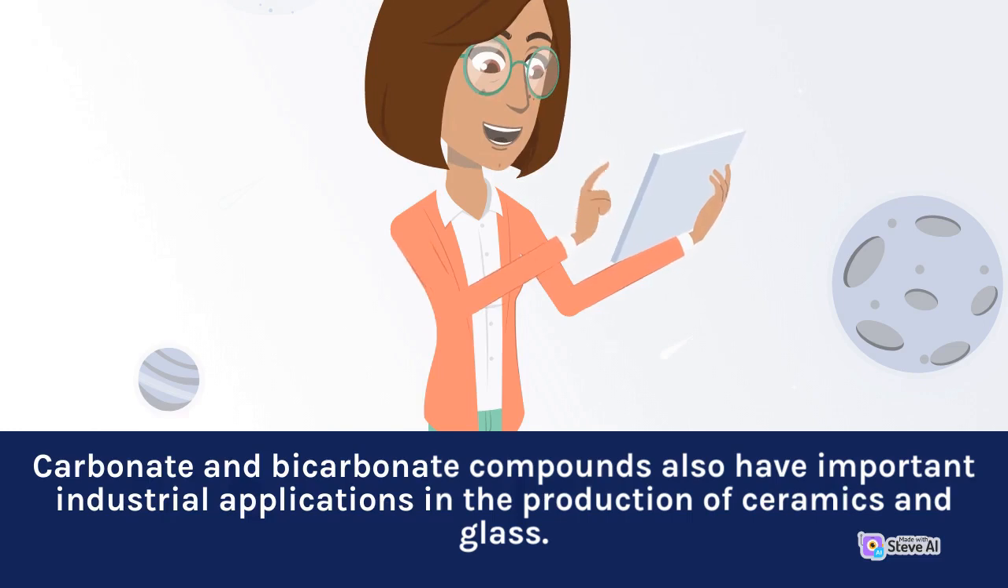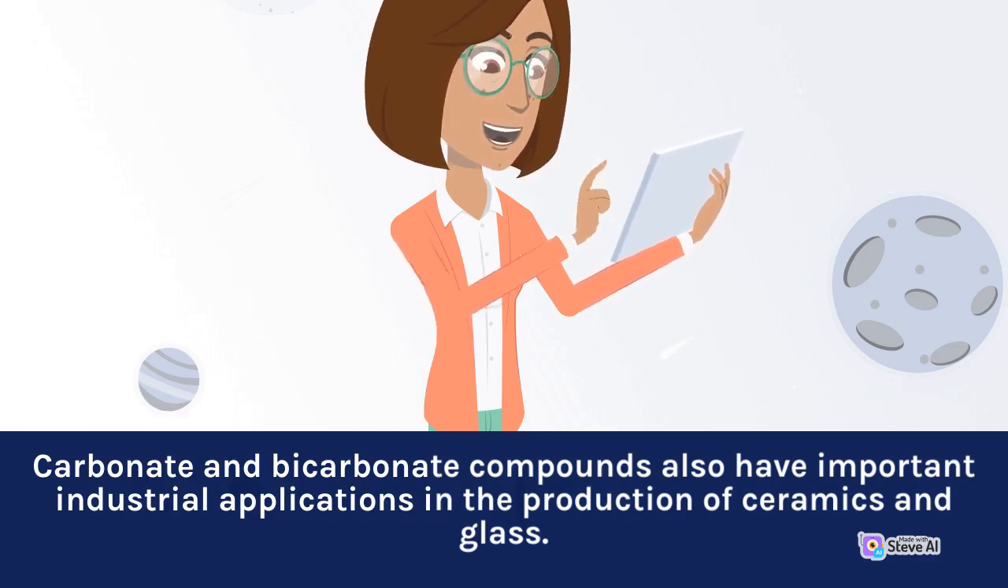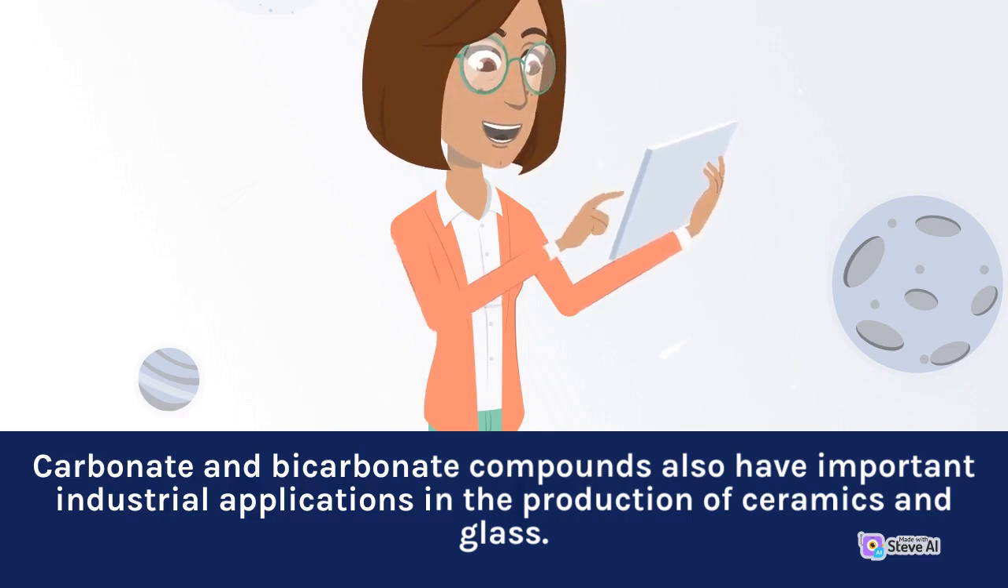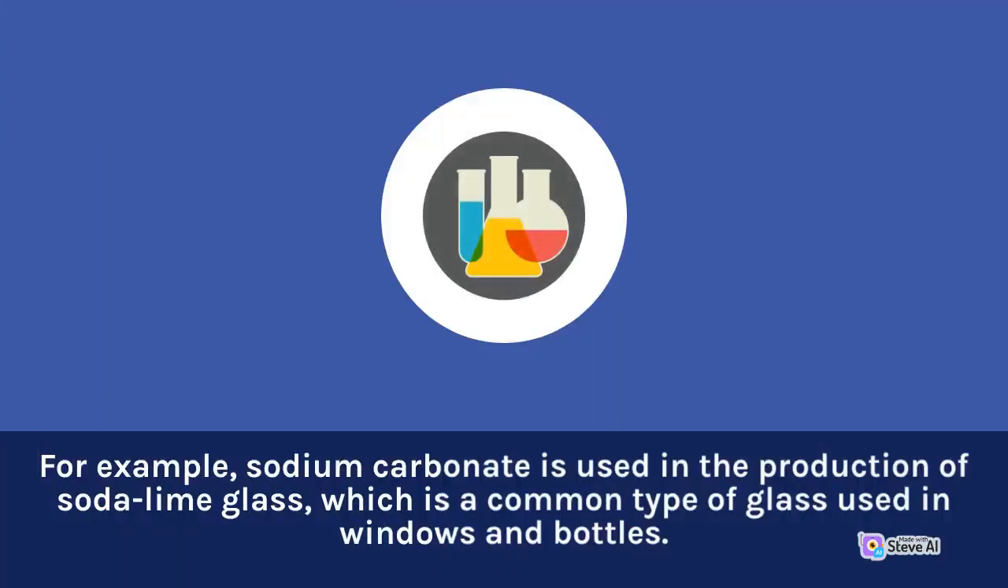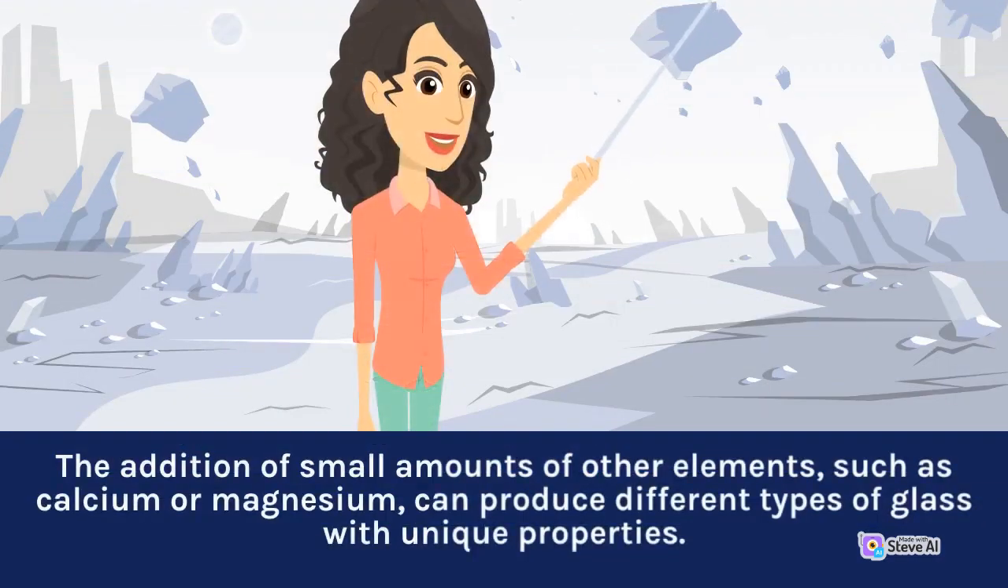Carbonate and bicarbonate compounds also have important industrial applications in the production of ceramics and glass. For example, sodium carbonate is used in the production of soda-lime glass, which is a common type of glass used in windows and bottles. The addition of small amounts of other elements, such as calcium or magnesium, can produce different types of glass with unique properties.